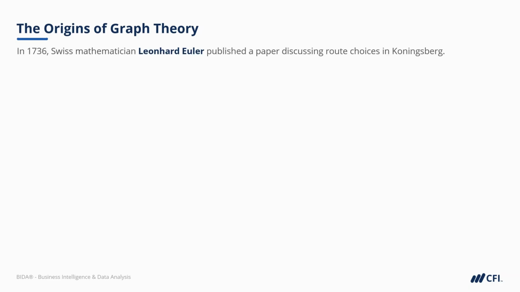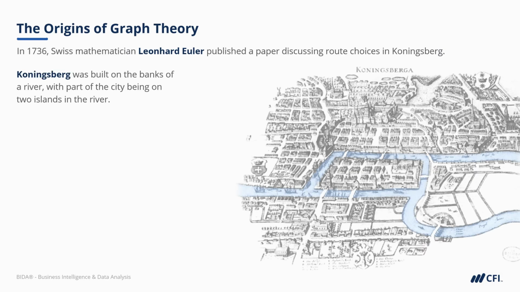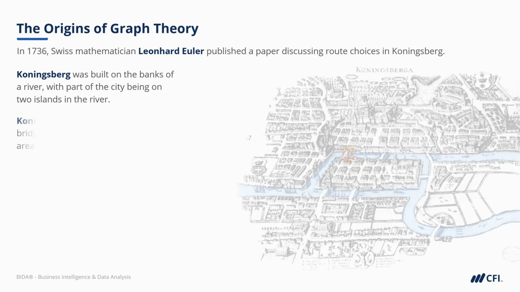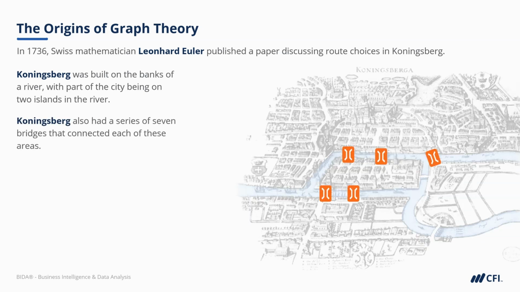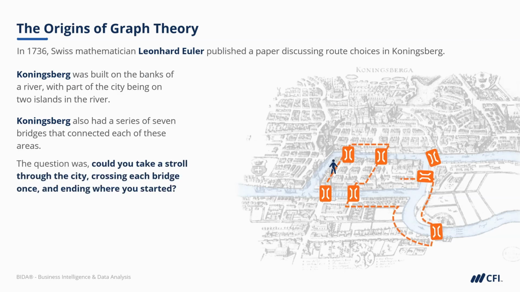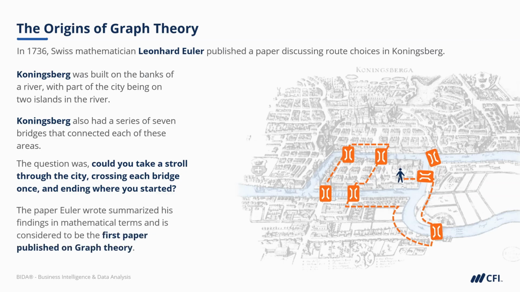In 1736, Swiss mathematician Leonhard Euler published a paper discussing route choices in Königsberg. Königsberg was built on the banks of a river, with part of the city being on two islands on the river. Königsberg also had a series of 7 bridges that connected each of these areas. And the question was, could you take a stroll through the city, crossing each bridge once and ending where you started?